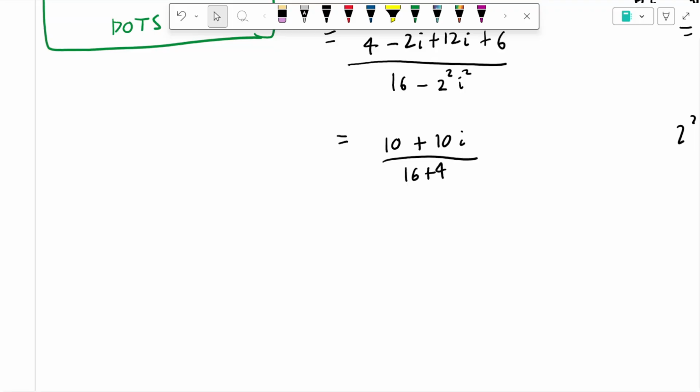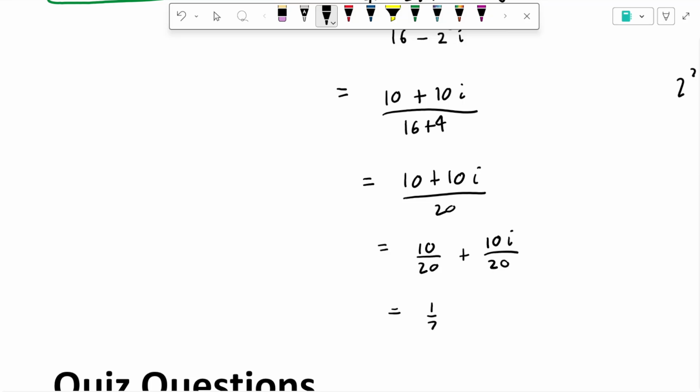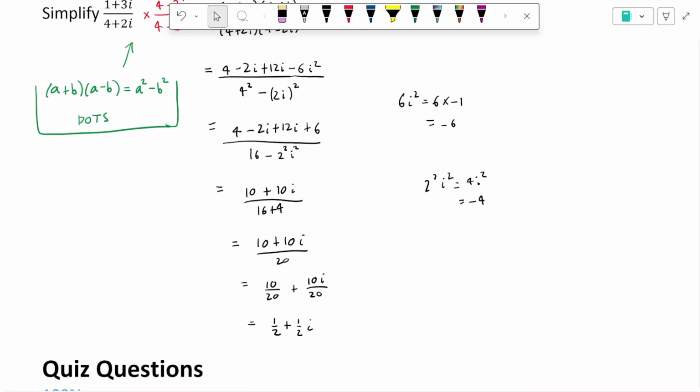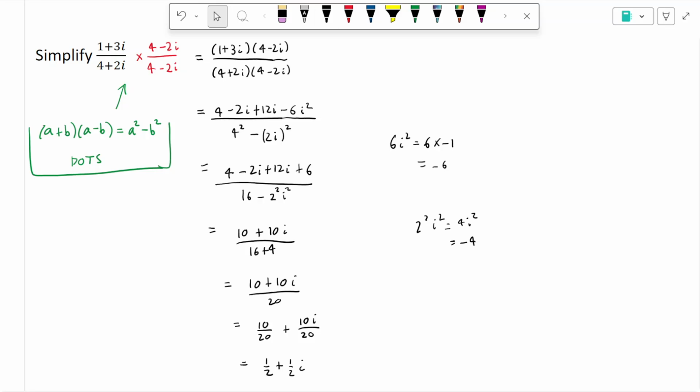And now we can simplify that down even more. We got 10 plus 10i over 20. We can split this up into 2 fractions. And that becomes a half plus a half i, just like that. Okay, so you might be able to skip a few steps there if you get really confident with the algebra, but that's pretty much the very full working process.